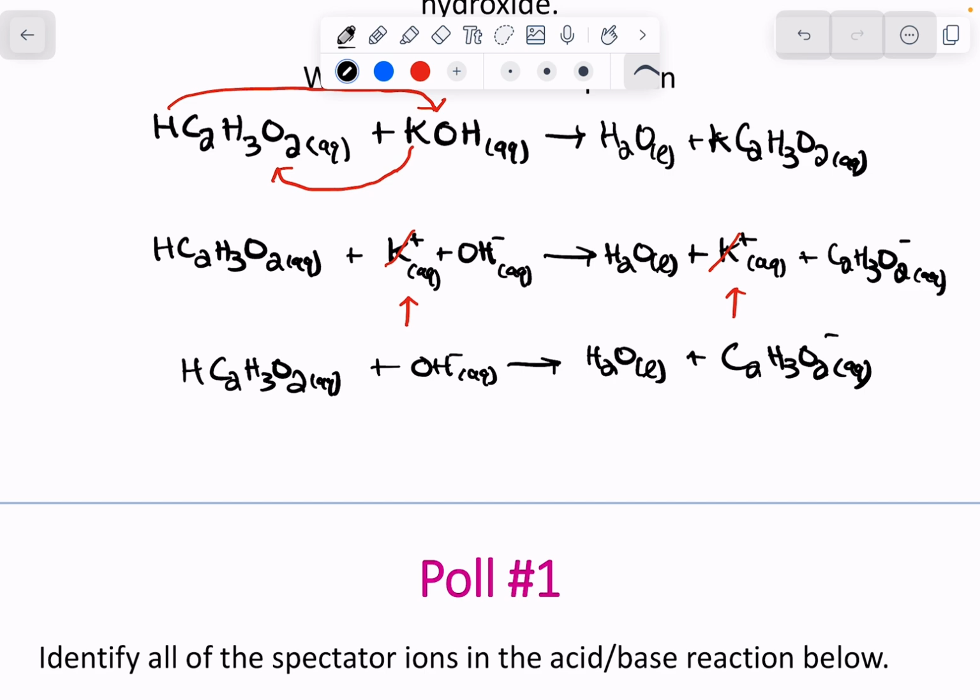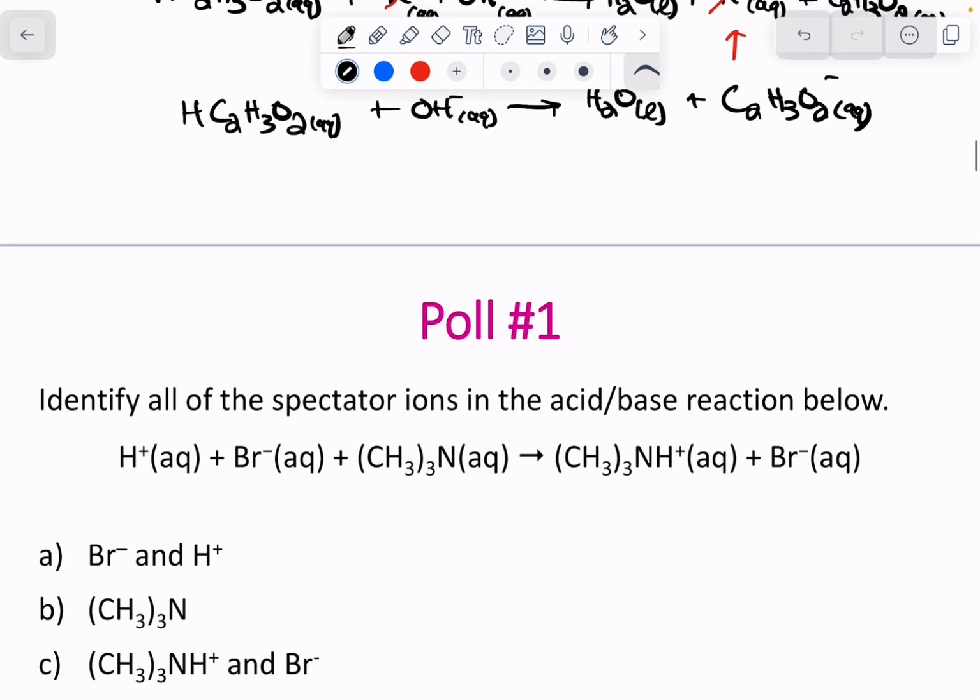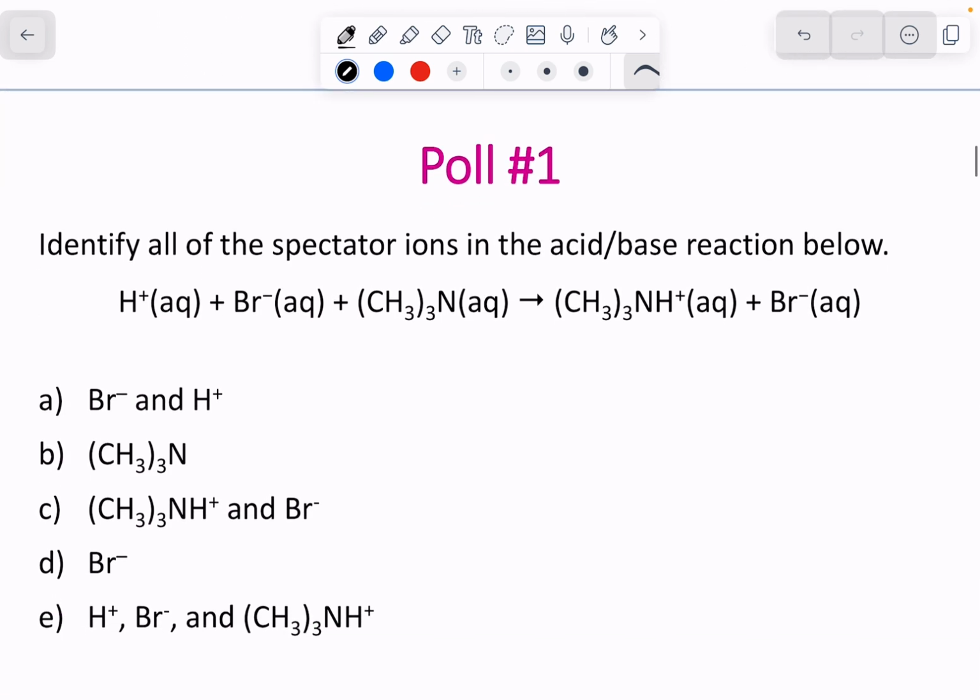Okay, so on your summary sheet, there's a question: identify all of the spectator ions in the acid-base reaction below. This is already taken apart, so I'll give you a chance to pause it. If you're going to pause, I would pause right now, and then I will start again.